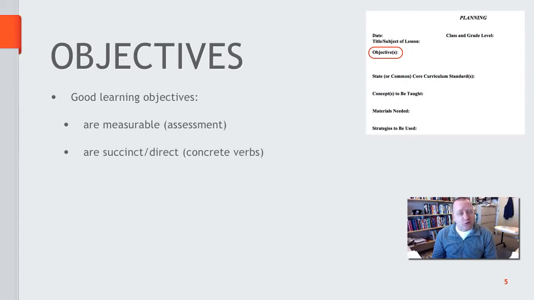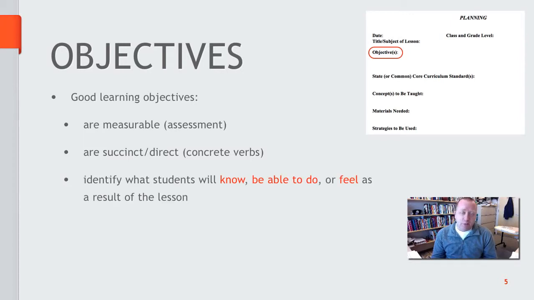A good objective is also succinct, and it's direct. You don't need a lot of flowery language. You don't need a paragraph. You need a sentence, and that sentence contains some really concrete verbs. And we'll talk about those verbs a little bit more in a minute as we look at some examples, and I'll follow up with that in some discussion in 377. But those verbs are really important.